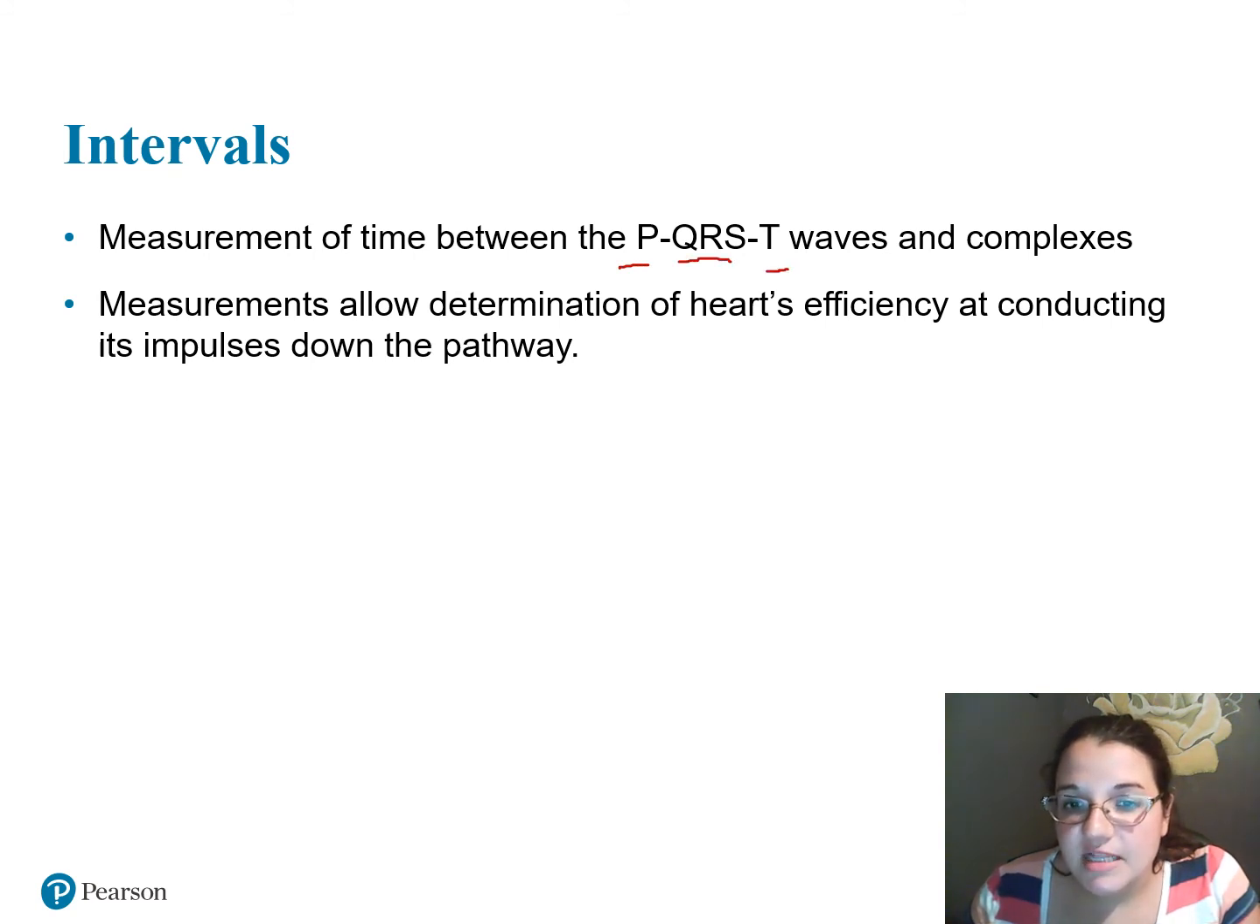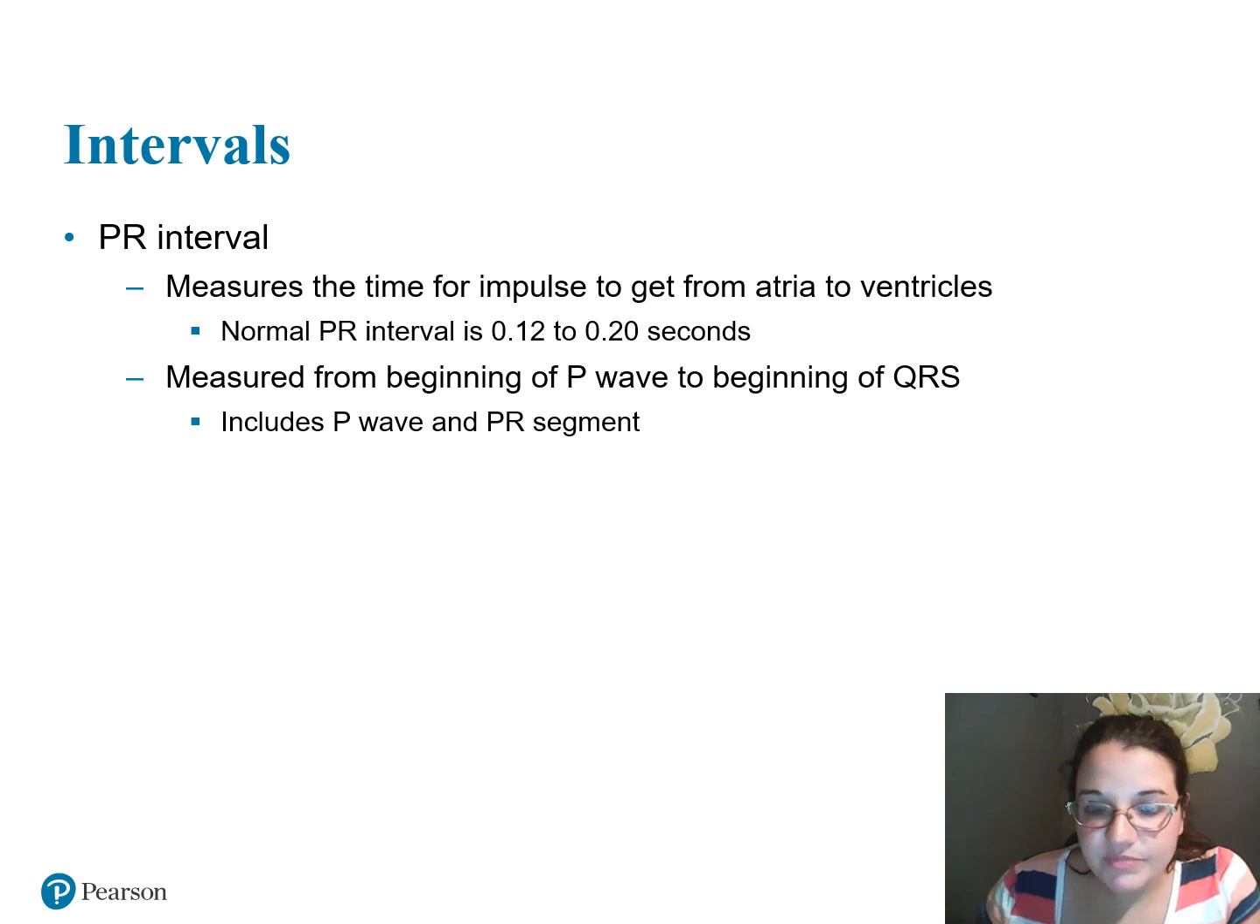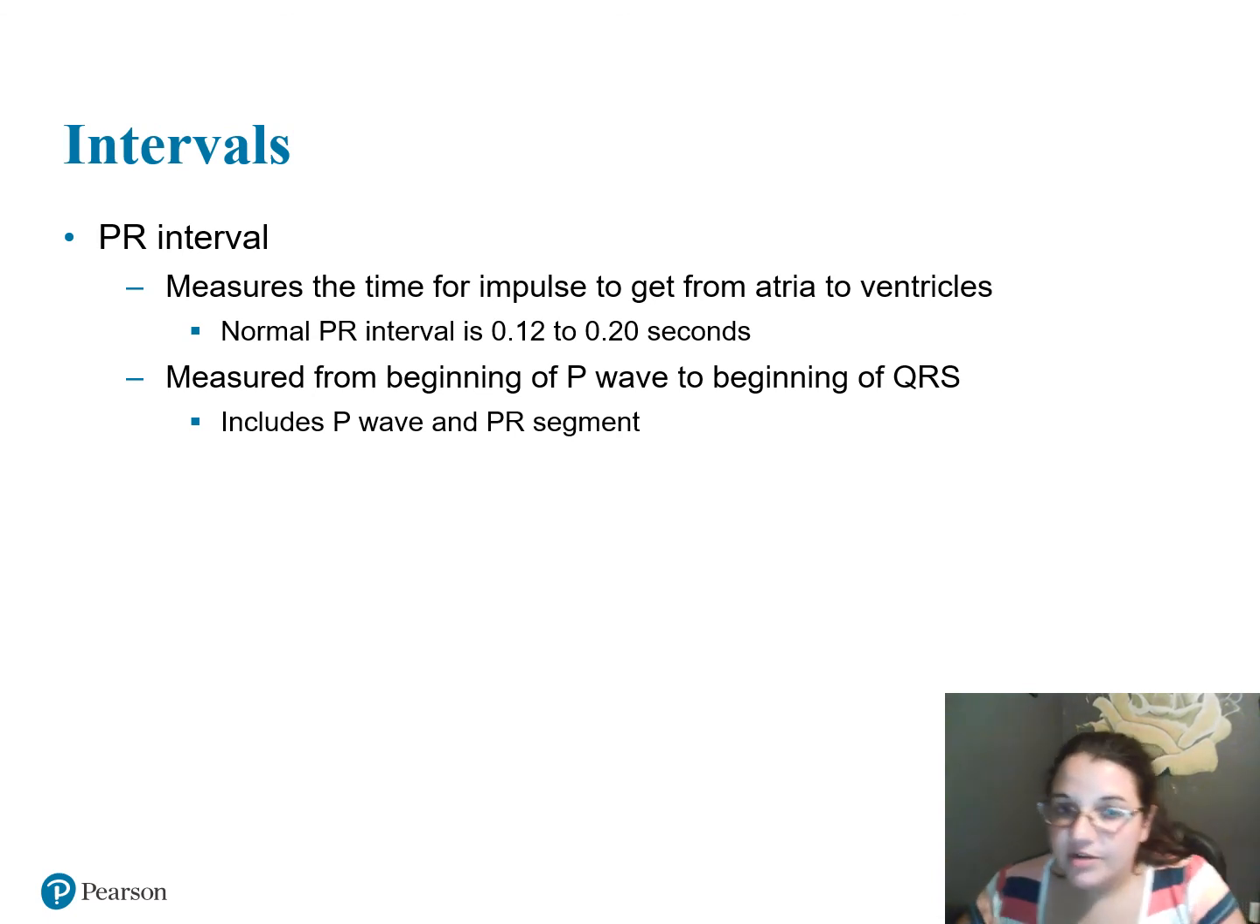These measurements allow the determination of the heart's efficiency at conducting. Remember, conducting is electrical. From cell to cell, the electricity is being handed over, impulses down the pathway. This is again one for your note cards. So I already said your SA node, your AV node, and your ventricles should be on there. Your SA node is 60 to 100 beats per minute. Your AV node is 40 to 60 beats per minute, and your ventricles is 20 to 40 beats per minute.